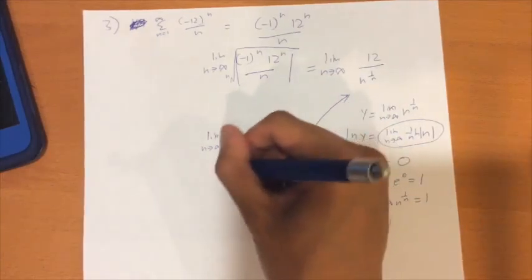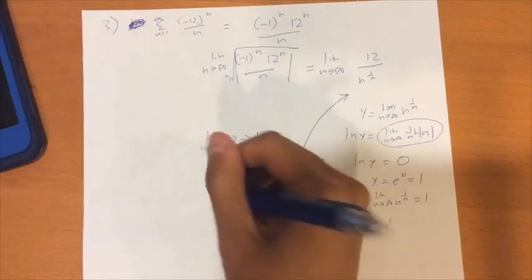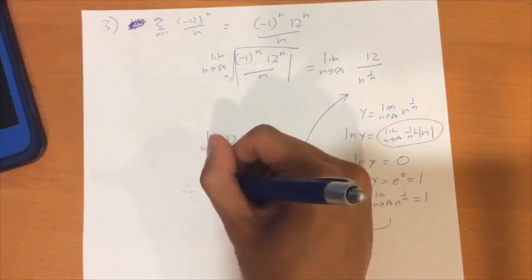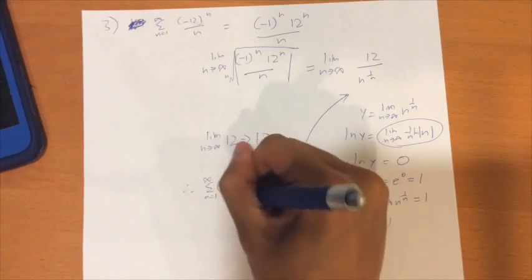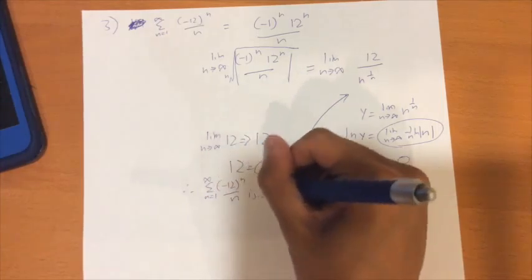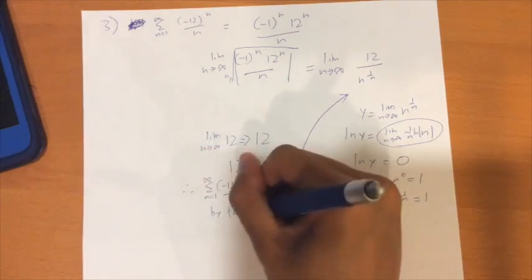So 12 is your constant, and 12 is greater than 1. So therefore, the summation of negative 12 to the n over n is divergent by the root test.